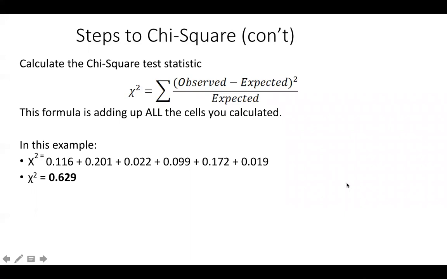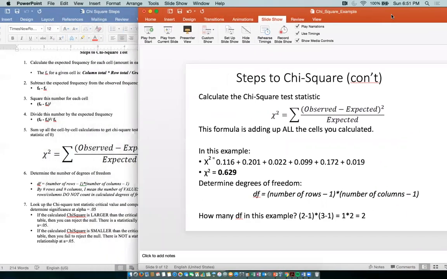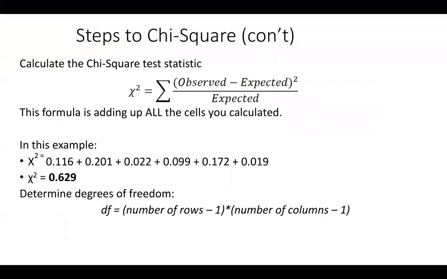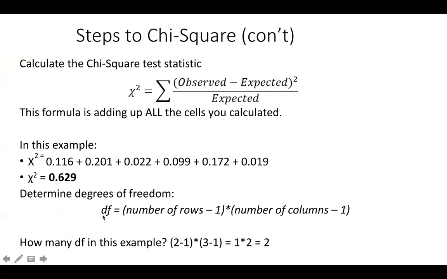Our next step is to determine the number of degrees of freedom. Because just like our t-statistic, our chi-square also has different distributions depending on the number of observations in our sample. So overall, our formula to calculate degrees of freedom is the number of rows in our data minus 1, times the number of columns minus 1.